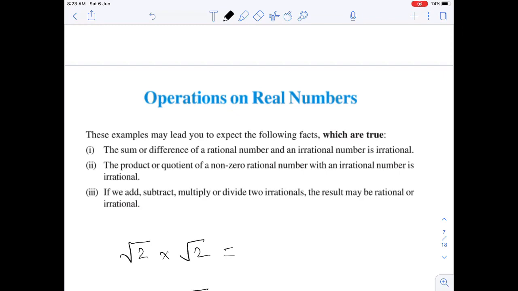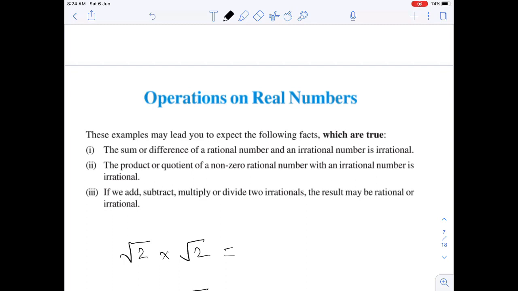Now we have started chapter number 1 of standard 9, that is number system. In the previous session we have learned how to identify whether the given numbers are rational or irrational. Then we have learned how to convert the given rational number in p by q form.